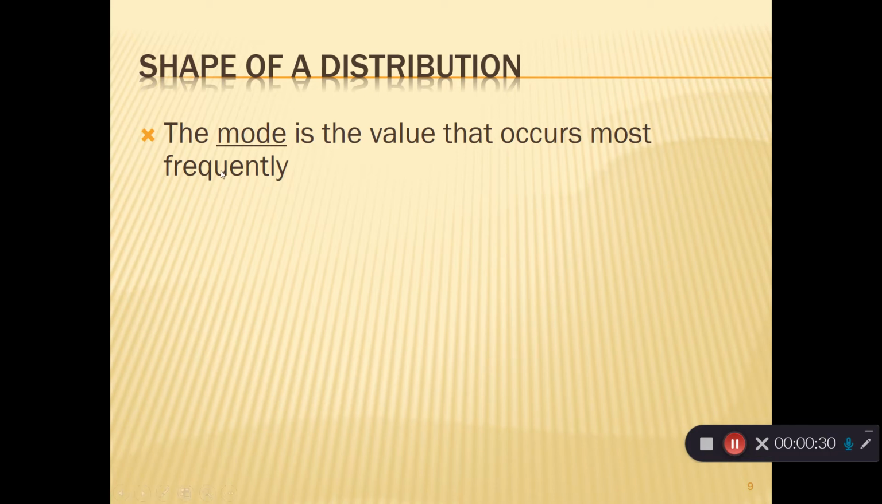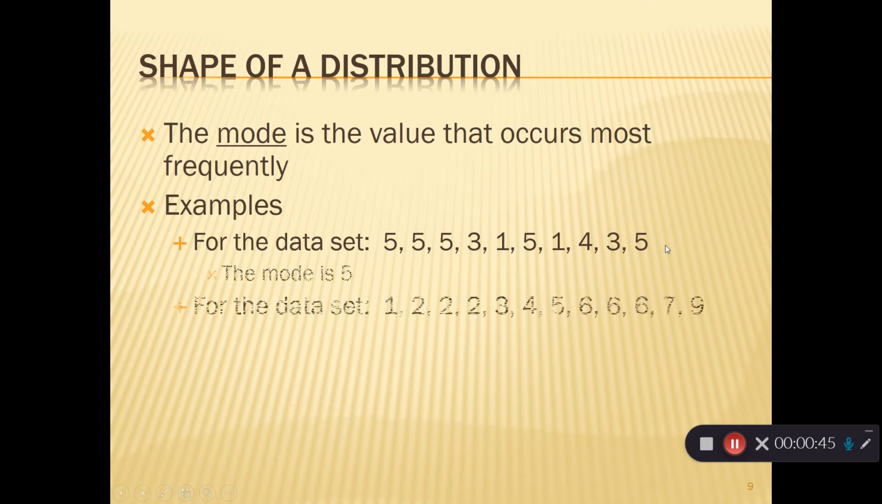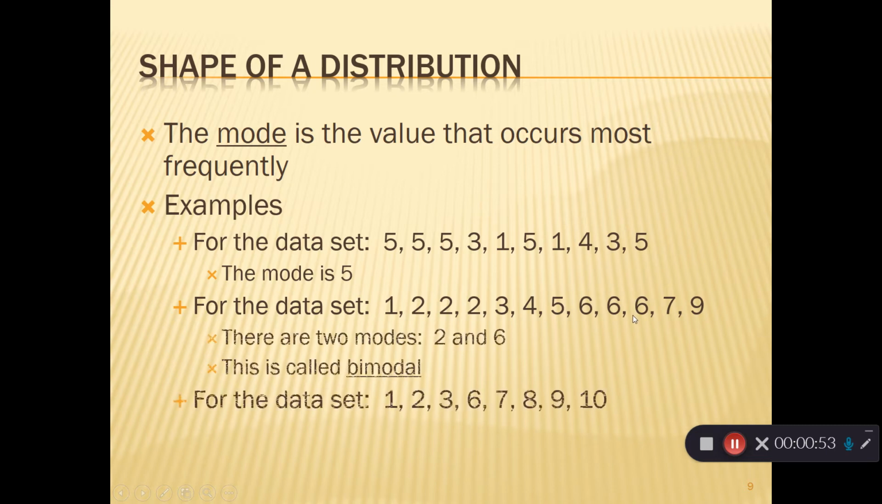One measure of the most occurring value is the mode. So the mode is the value that appears most often in a data set. For example, if I look at this data set, the most frequently occurring value is 5, so that is the mode. If I look at this data set, there are two most frequently occurring data values, 2 and 6. This is called bimodal, when there are two modes. It can be trimodal, but honestly, when we get more than two modes, we just start calling them multimodal.